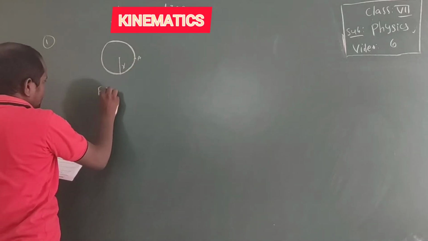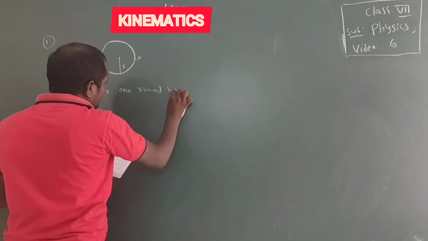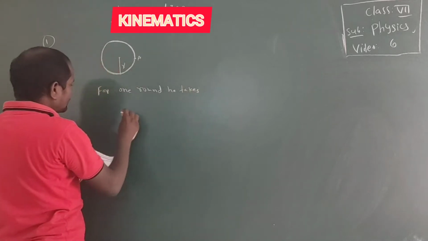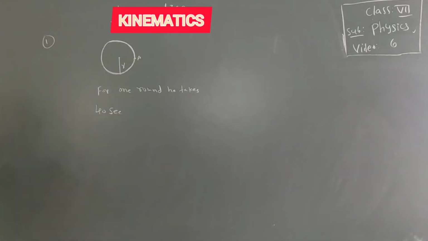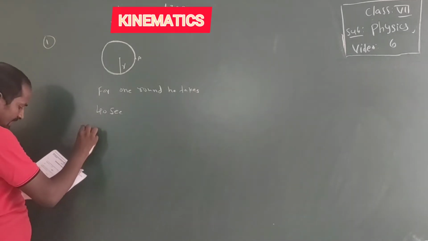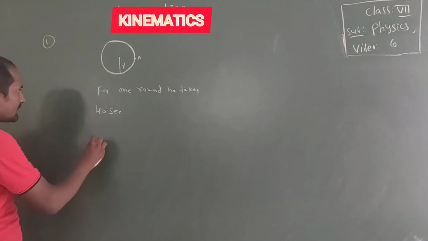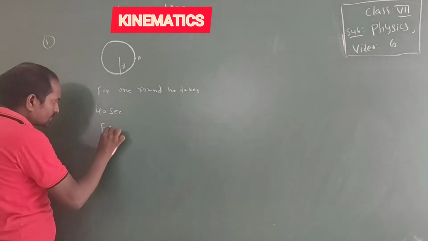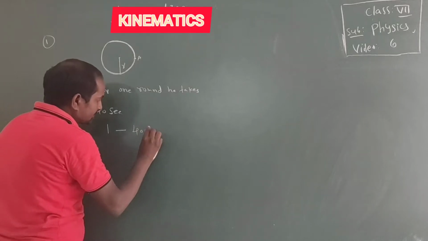For one round, he takes 40 seconds to complete the circular path. For one round, time equals 40 seconds. At the end of 2 minutes and 20 seconds, find the displacement.